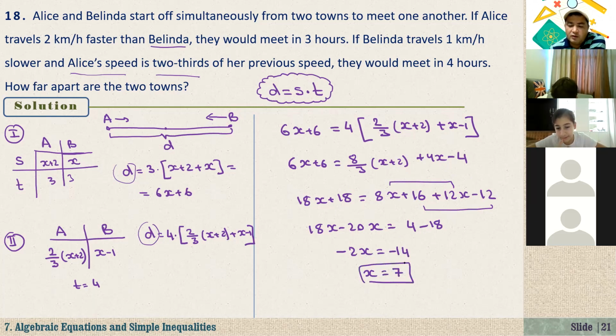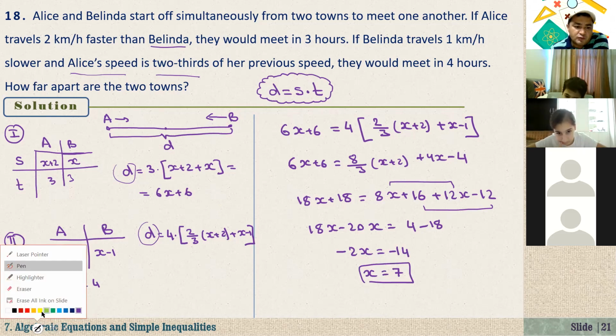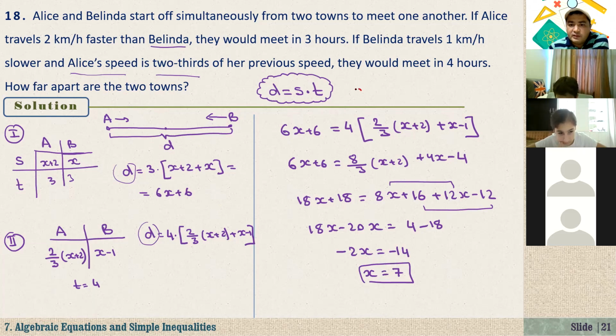Okay, now we know the value of x, 7. What is the question? How far apart are the two towns? Now we can answer the question up there. For example, D is equal to, if I use the 6x plus 6, that is 6 times, what is the value of x? It is 7, plus 6. That's equal to 48 kilometers.